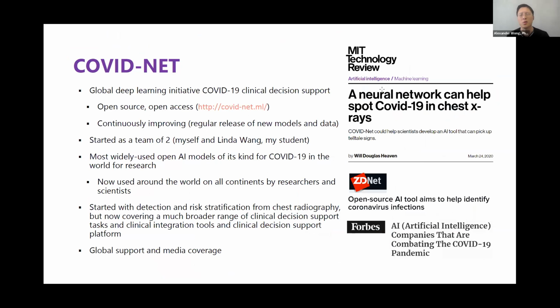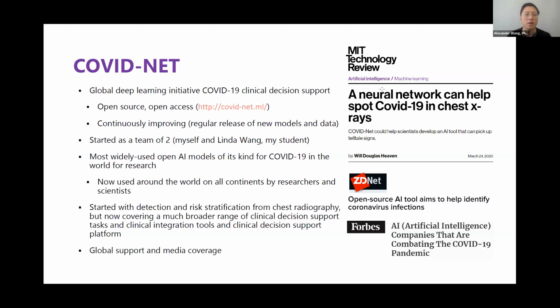And in that light, we've also made quite a lot of advances in our own research lab, one of which is the COVIDNet initiative. The COVIDNet initiative is a global deep learning initiative for supporting COVID-19 clinical decision support. There are some unique characteristics about it. One is that it's completely open source, open access. Here's the link, and you can reach all of the information through our portal. We continuously improve it and have regular releases of new models and data to help support the research community.